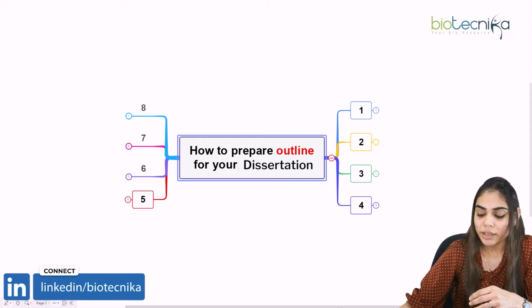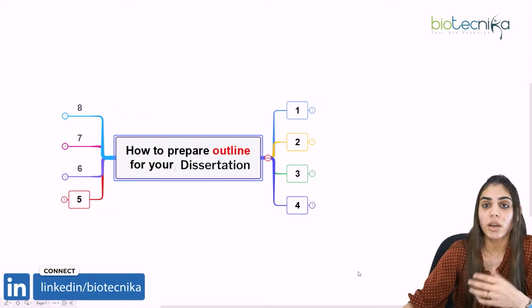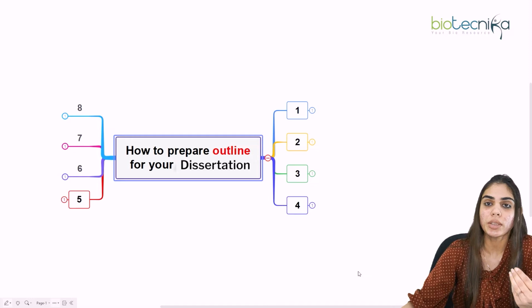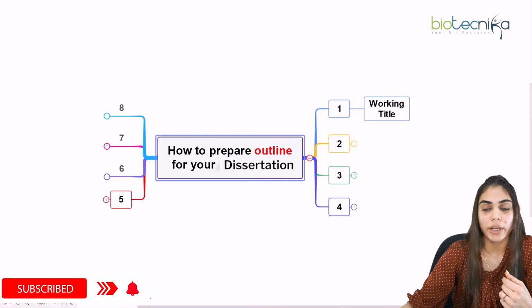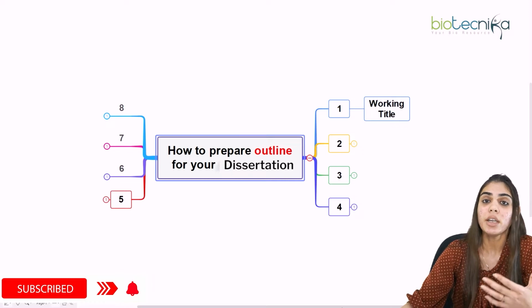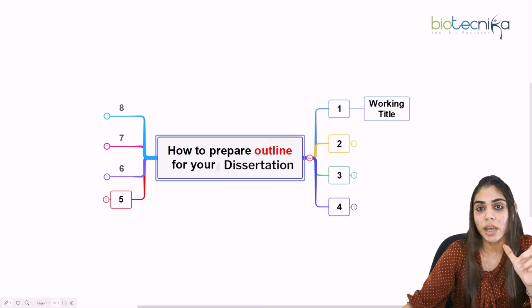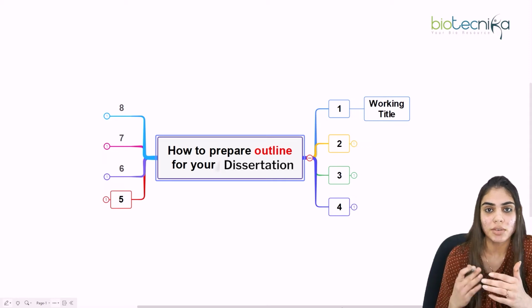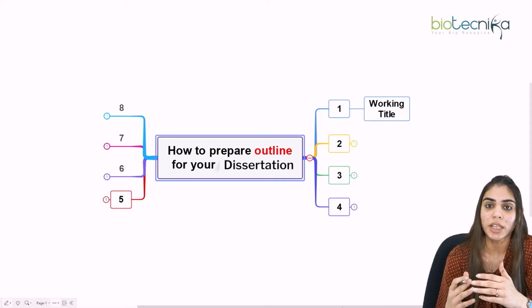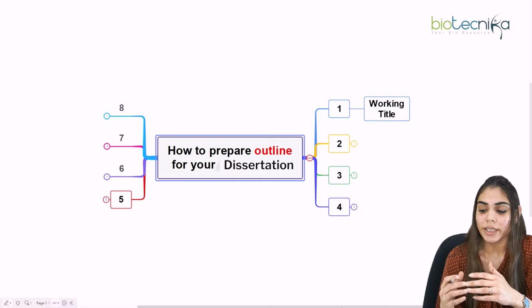The first thing that you have to include in your thesis, whether your master's dissertation or PhD, is the working title. That means which title you're working on. You have to write the working title, like this is your title and you're working in this related field, this particular subject. That comes under working title.